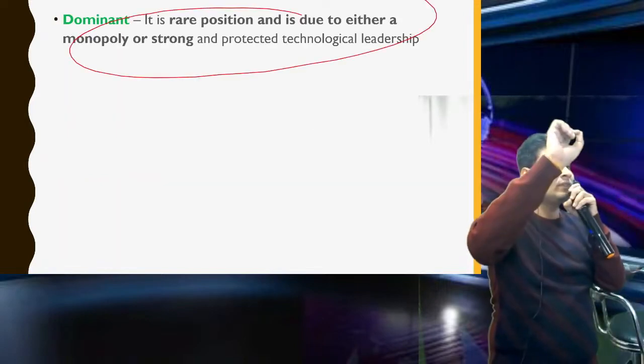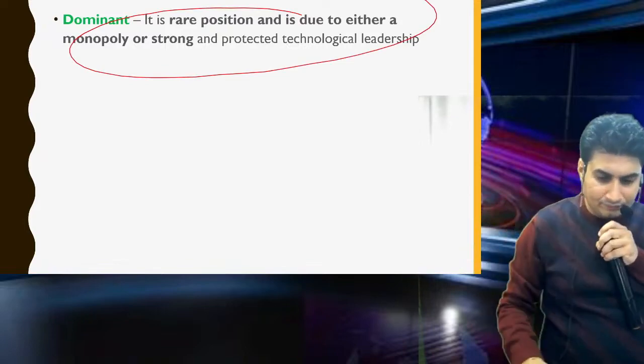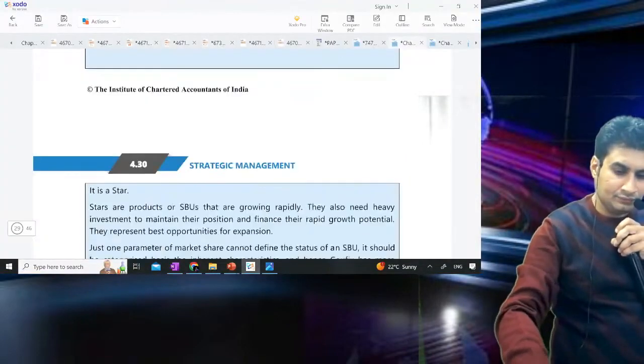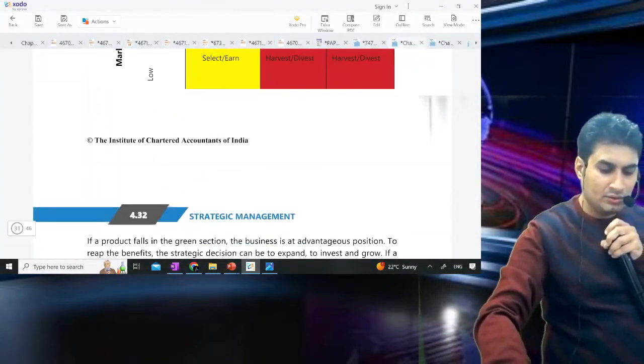It is what position? Come to the module. Let us underline also. Page number.